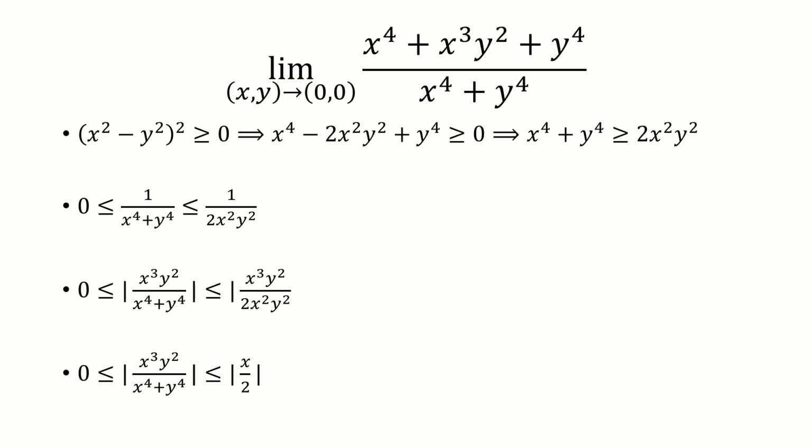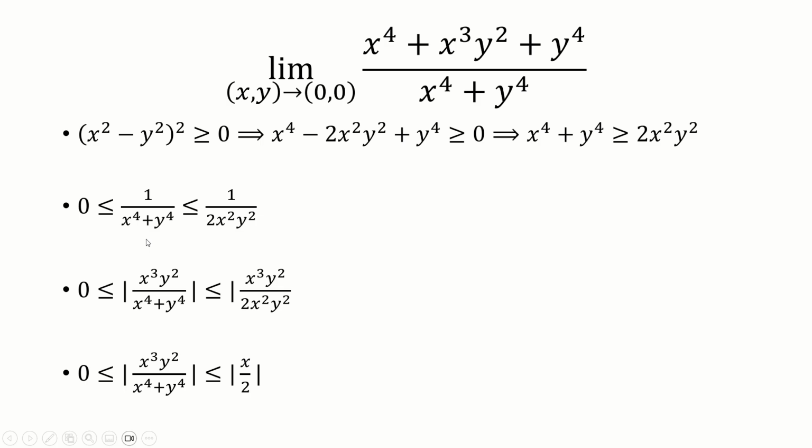So now, if x^4 + y^4 is greater than or equal to 2x^2 y^2, if we flip it, that means 1 over x^4 + y^4 is going to be less than or equal to 1 over 2x^2 y^2. So there we found an upper bound. And the lower bound is going to be 0 because x^4 + y^4 is always bigger than or equal to 0. So 1 over that is still going to be bigger than or equal to 0.